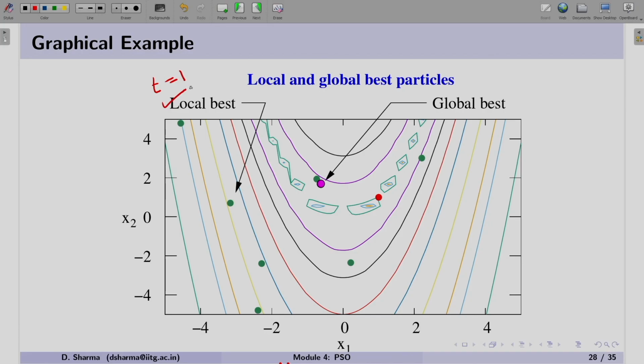The local best is the same as the current position of the particle, so you cannot see any change in the local best. However, to find out the global best, we have to find which local best of the particles has the least fitness. Accordingly, this pink color point suggests that this is going to be the global best of the swarm in iteration or generation number 1.